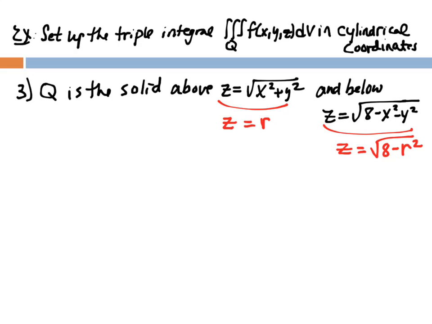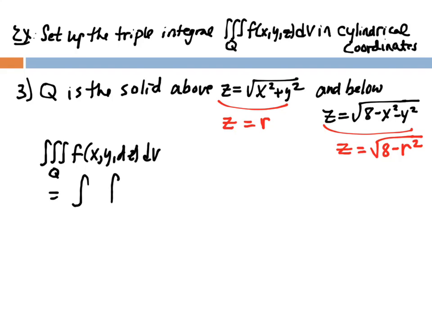The square root of 8 minus r squared, which does not simplify readily, right? So, all right, we're going to be looking for an integral now over Q of f of x, y, z dV. And this is supposed to be an integral between different coordinate systems.